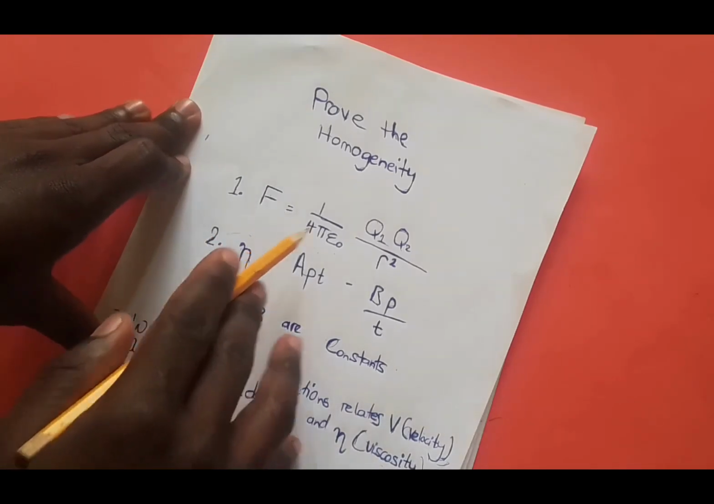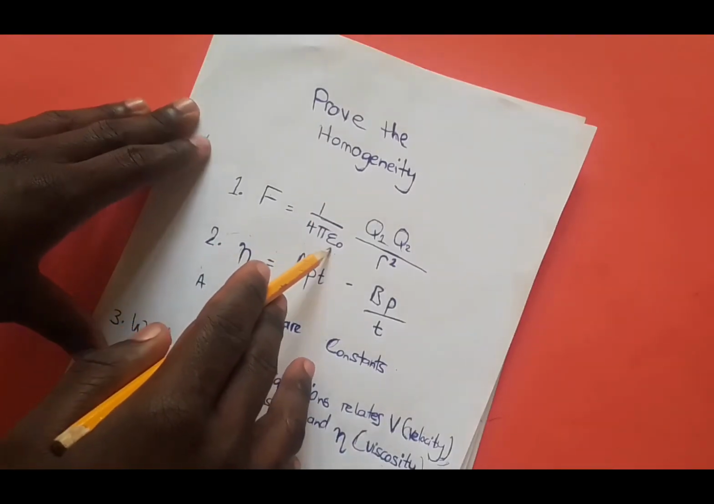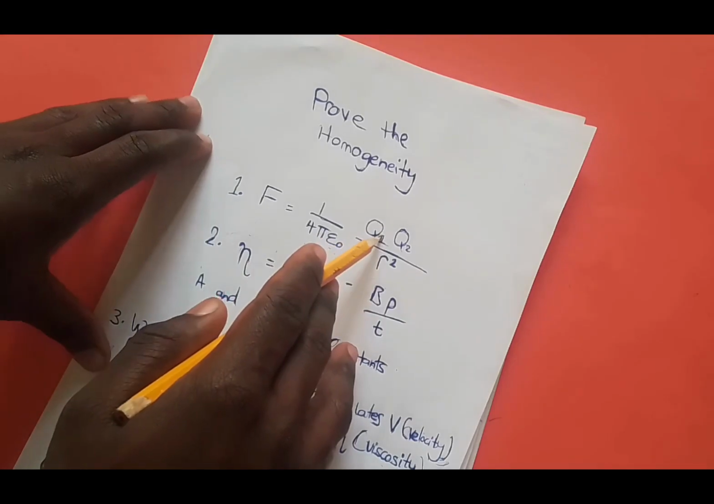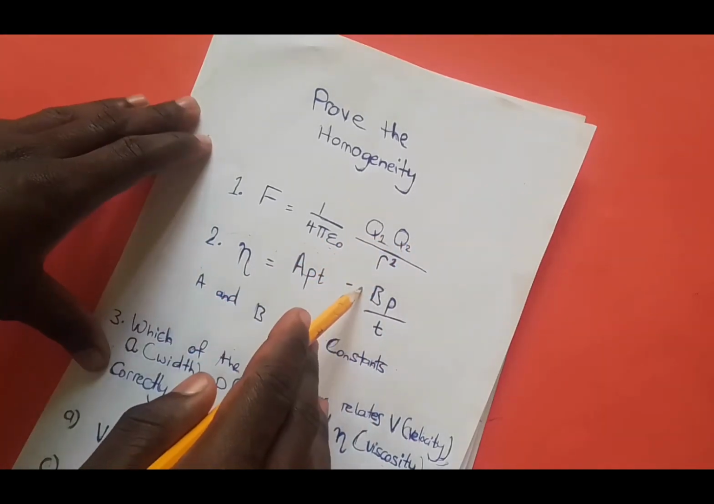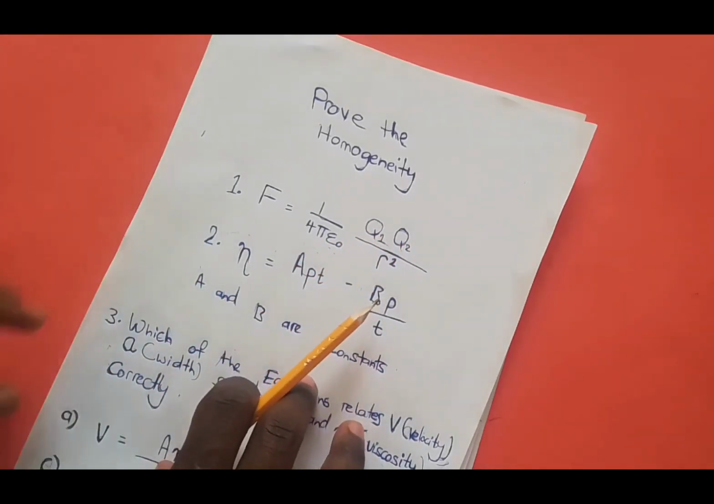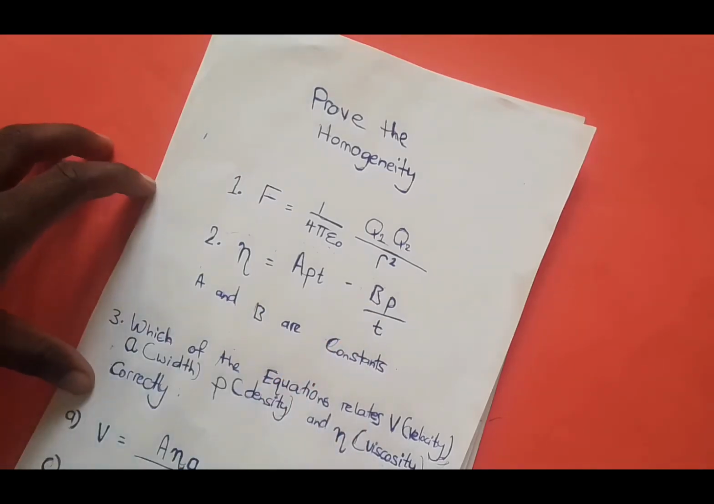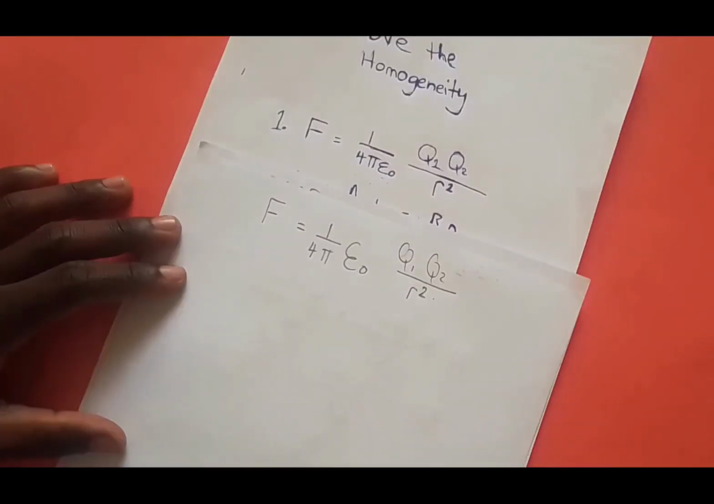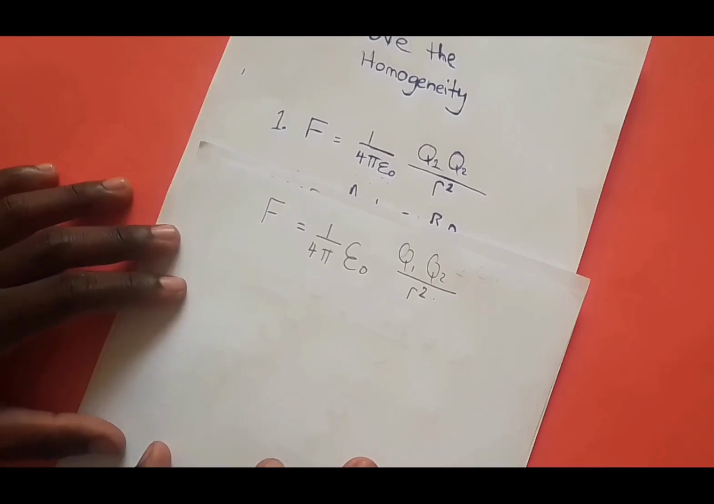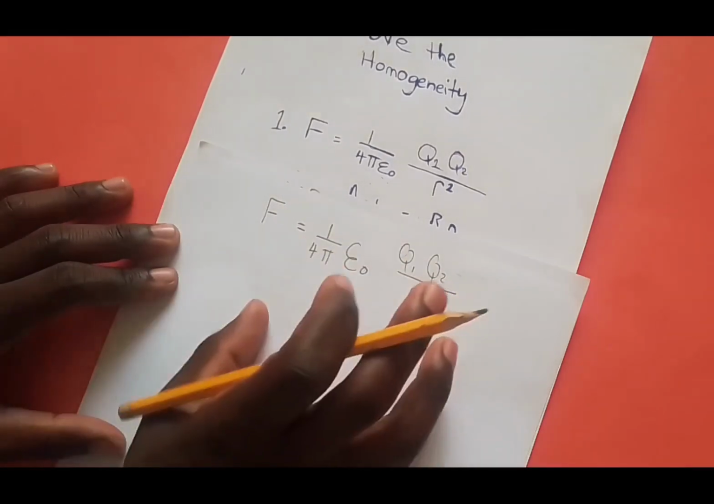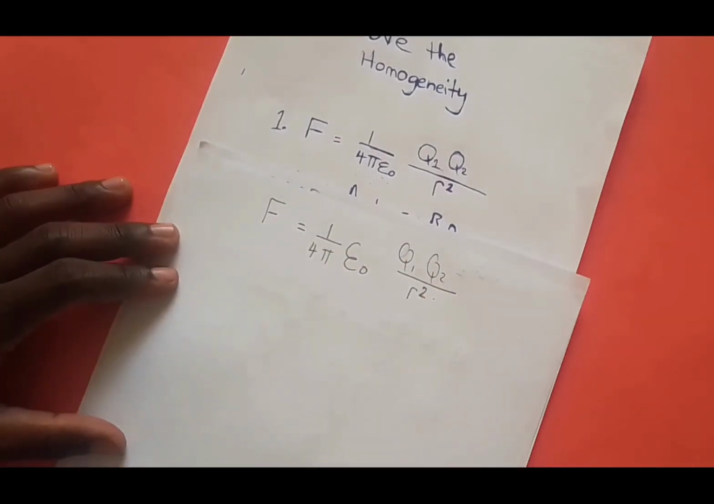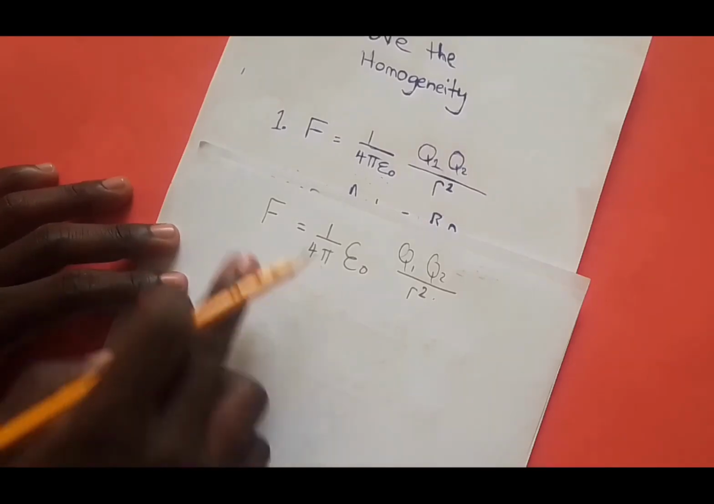Force is equal to 1 over 4 pi epsilon naught times Q1 times Q2 all over R squared. So I'm just going to take a blank sheet and we get started with question 1. I've written question 1 on a clean answer sheet for working purposes. We're going to prove the homogeneity of this equation using base units. So what is the unit for force?